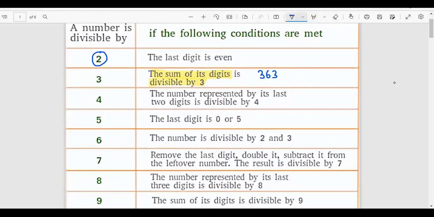Now, Kabir, we have 363. Yes, ma'am. You need to add 3, 6, and 3, and it would give you 3 plus 6 plus 3. This is 12. Now, yes, we know that 12 is divisible by 3. If 12 is divisible by 3, 363 would also be divisible by 3. Whatever number you have which you need to check, you need to add up all the digits, and if that new number is divisible by 3, this number would also be divisible by 3.